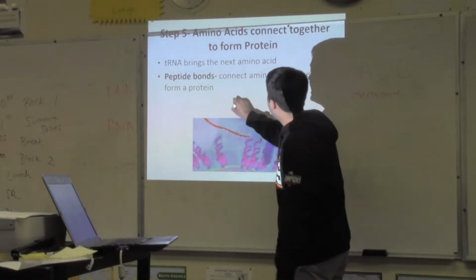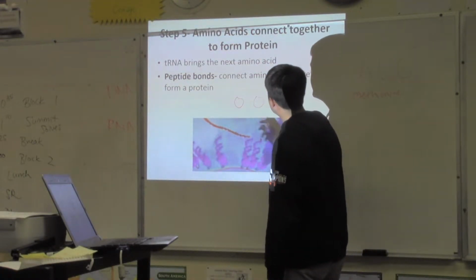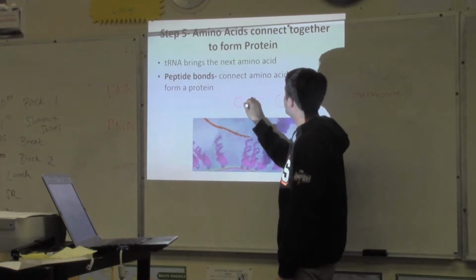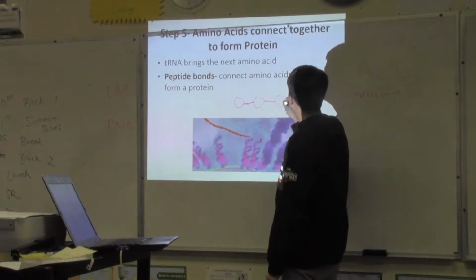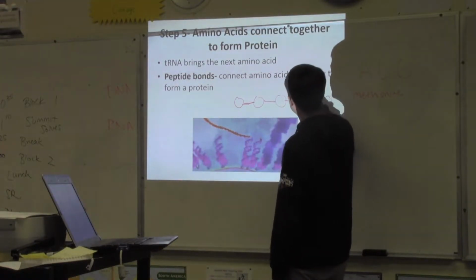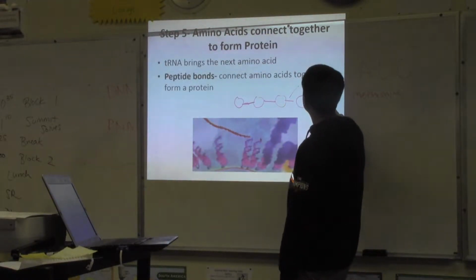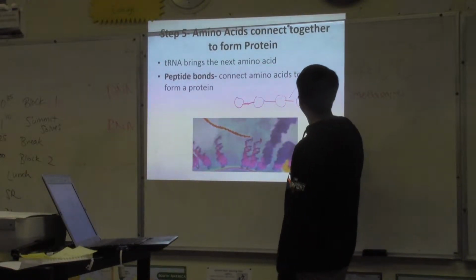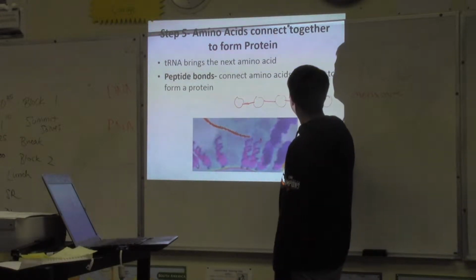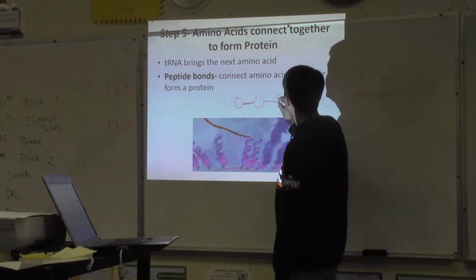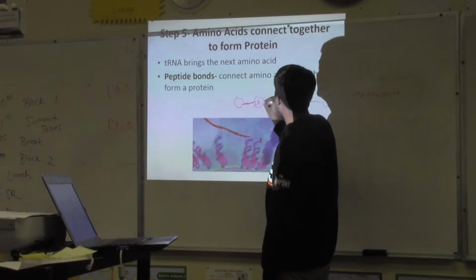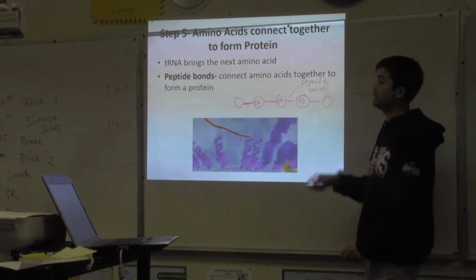But once we have chains of amino acids, we form bonds between them, so we connect the chains. Those connections between them are called peptide bonds. And these are just the connections between all the different amino acids. So these are all amino acids we're connecting together by forming those peptide bonds.